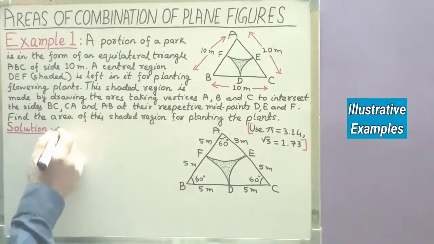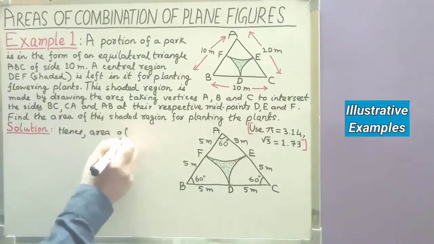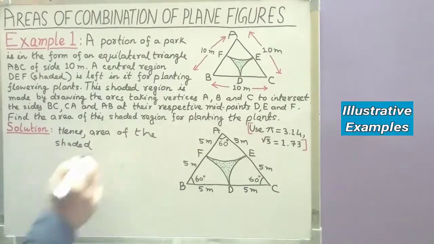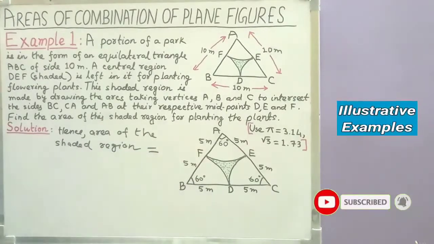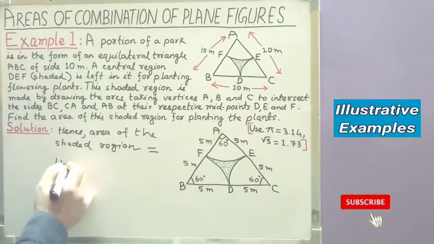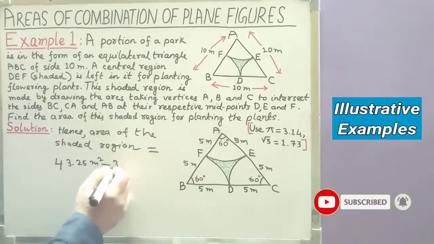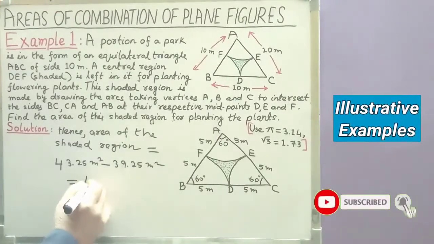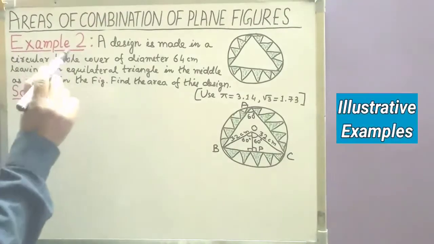Hence, the area of the shaded region is equal to area of the equilateral triangle minus sum of the areas of three sectors, that equals 43.25 meter square minus 39.25 meter square, that equals 4 meter square. That's your answer.